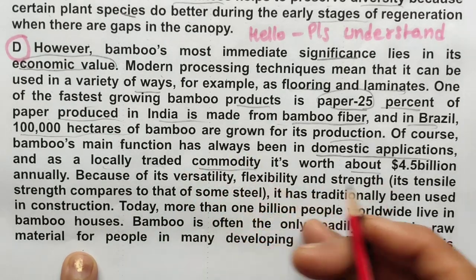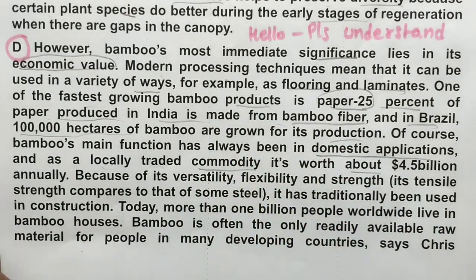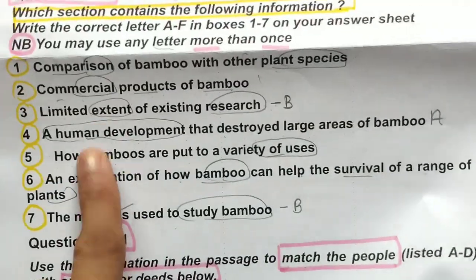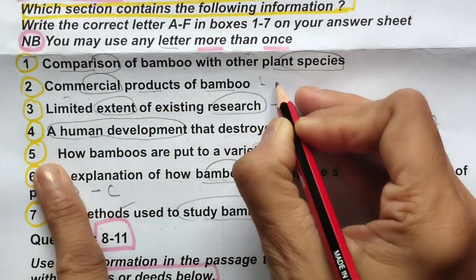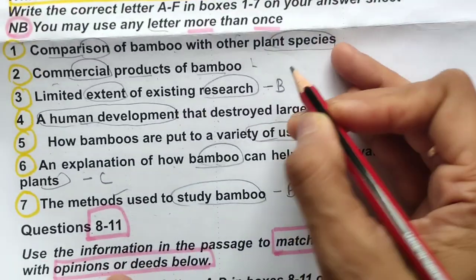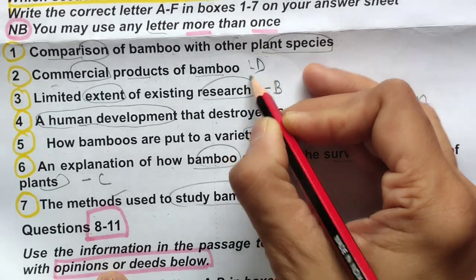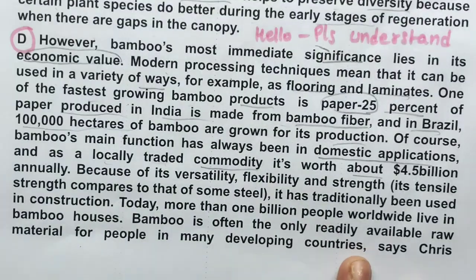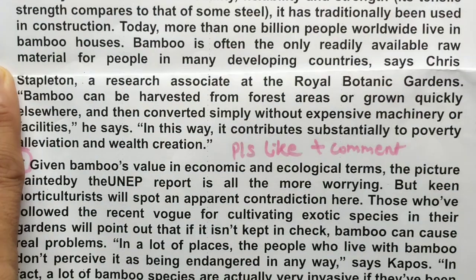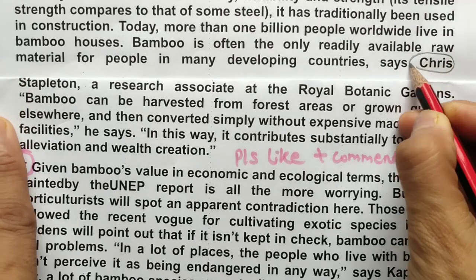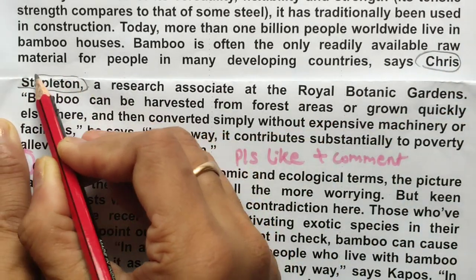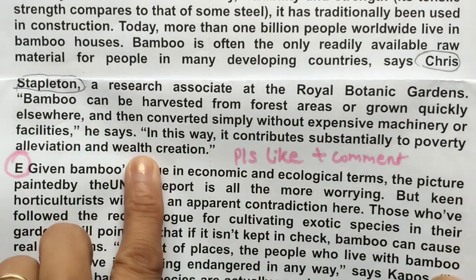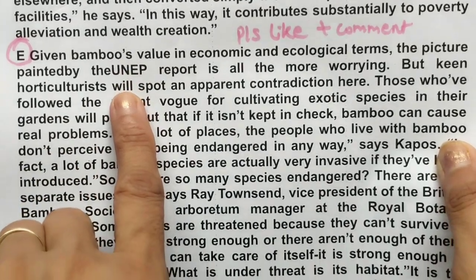Domestic applications, commercial, commodity, locally traded, its worth. So money is also there, which means they are definitely talking about commercial products of bamboo. So here we can mark D paragraph. Now let's move to E paragraph. I can see a person's name here in D paragraph, so I will just mark it. Okay, and we will go to E paragraph.